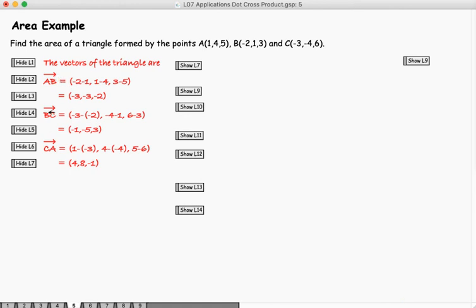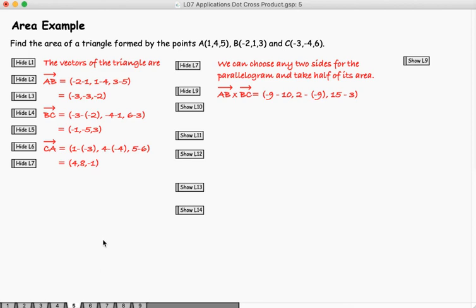So we could do AB cross BC, AB cross CA, or we could do BC cross CA. What I'm going to choose to do is AB cross BC, again noting we can choose any two sides. I'm going to do AB cross BC, and maybe I'll just write that out for you. So AB, we start with Y, we go to Z, to X, and back to Y.